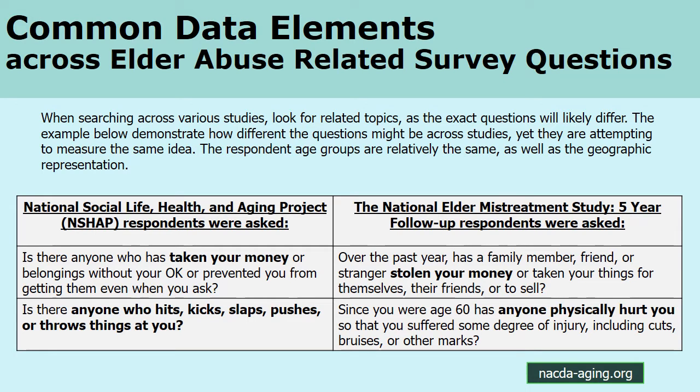Thinking about searching across the variable results, I want to talk a little bit about common data elements across elder abuse related survey questions. When you're searching across various studies on our site, looking for related topics, you'll notice the exact questions will likely differ. I have an example in this slide which demonstrates how different the questions might be across the studies, yet they're attempting to measure the same idea.